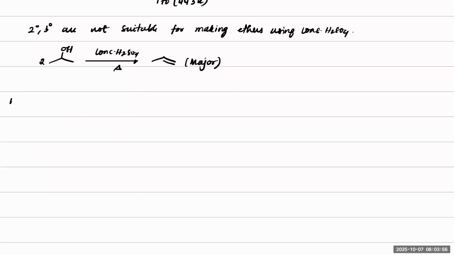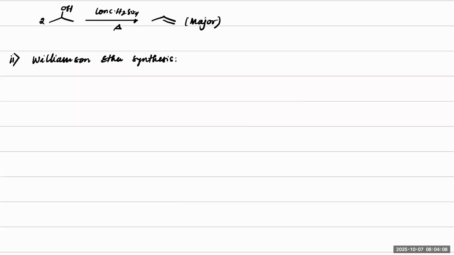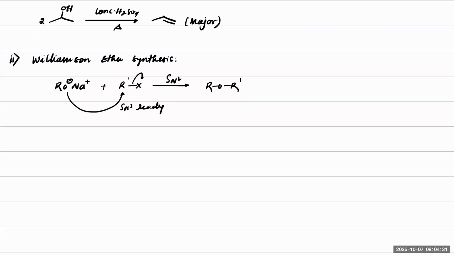Second is Williamson ether synthesis, which we have already learned, that is RO minus Na plus with alkyl halide R dash X. As it attacks here, X minus will leave, and you will get RO R dash. This should be SN2 ready, because the reaction is SN2 mechanism based, with NaX.